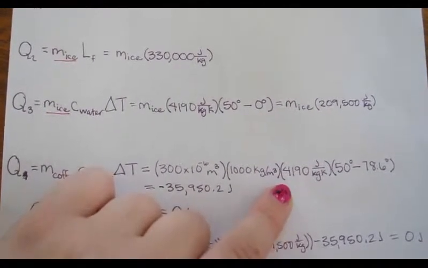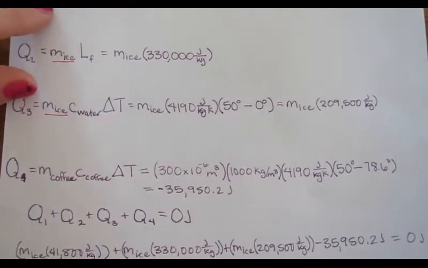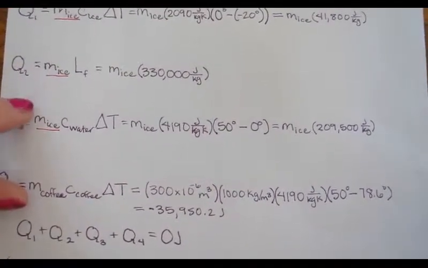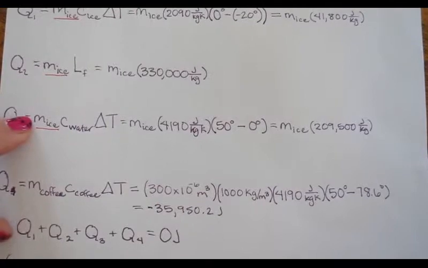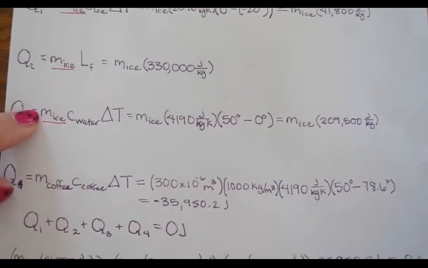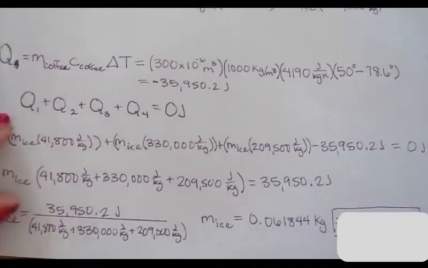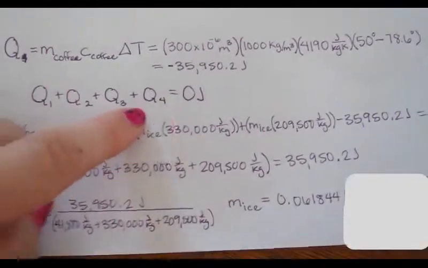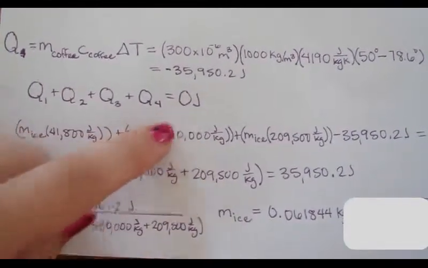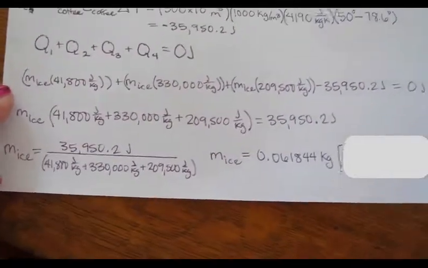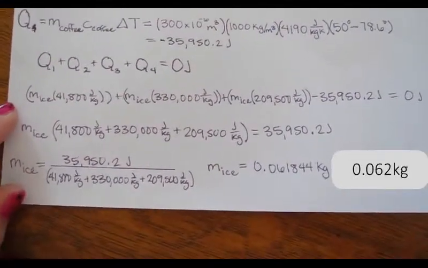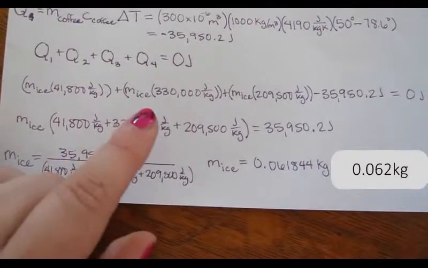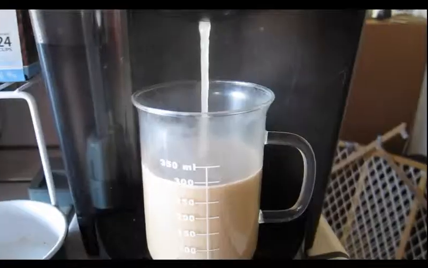What we want to know from all of this is how much ice, its mass, should be used to cool the coffee to the desired temperature. Adding these all up, and with some basic algebraic manipulation, we find out that about 0.062 kilograms is needed. Let's see if this all works.